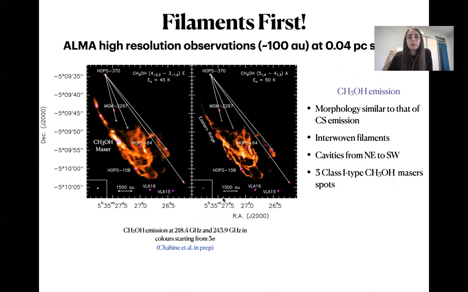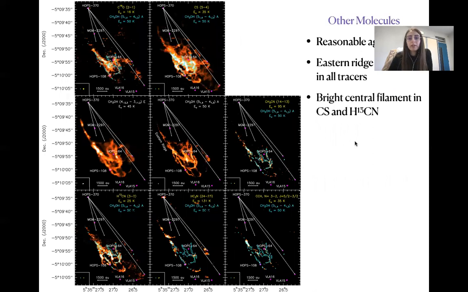Here I show the methanol emission. We have mapped 2 different transitions. And you can see that we have a similar morphology with respect to what was observed in CS. We see these interwoven filaments in here, and we can also see cavities. And with this methanol transition at 218 gigahertz, we could also observe 3 class 1 type methanol masers along the eastern ridge.